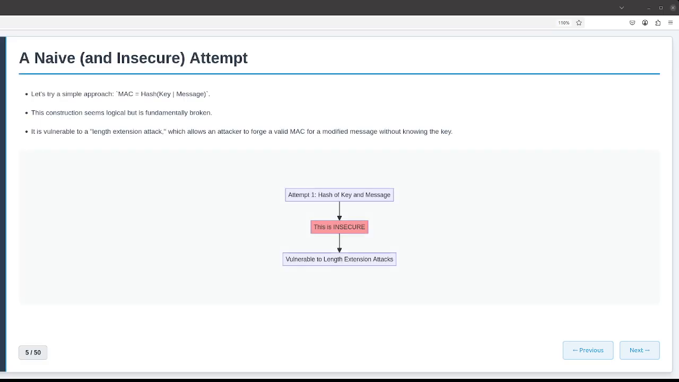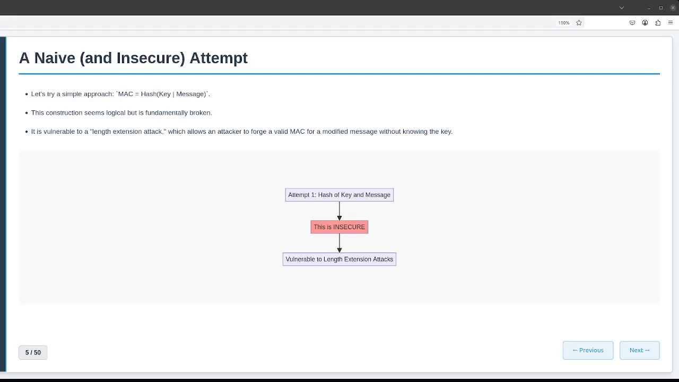A naive and insecure attempt. So, why don't we just create a MAC by hashing the key and the message together? Our first straightforward attempt might be to simply concatenate the key and the message, and then hash the result. This would mean that MAC equals the hash of the key combined with the message. This seems plausible at first glance. An attacker without the key can't generate this hash, right?